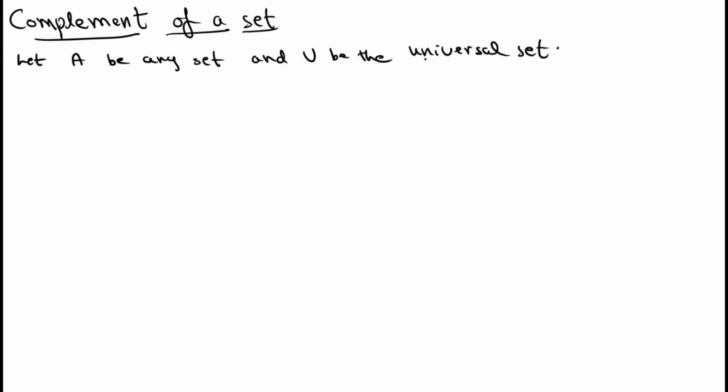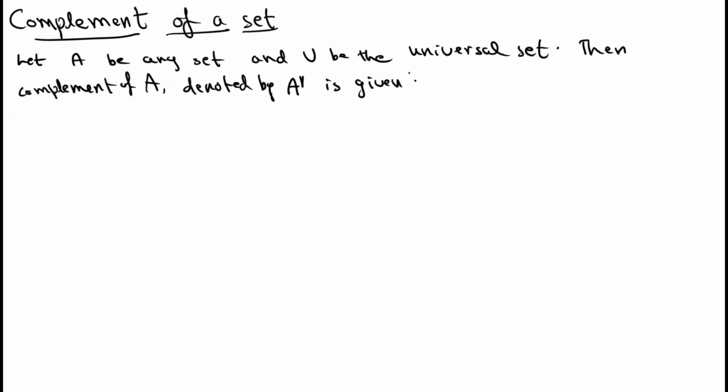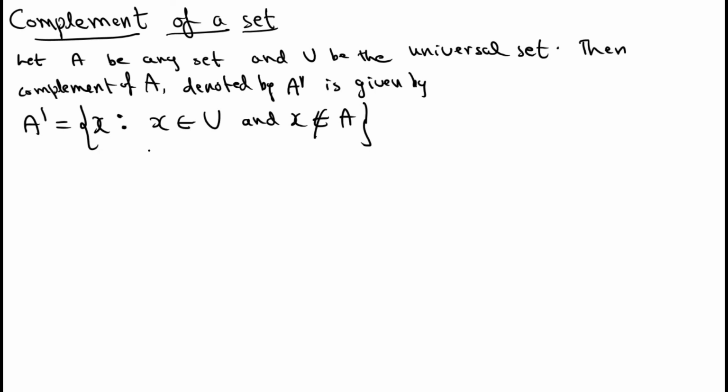Okay, you are taking one subset of the universal set. Then the complement of set A, denoted by A dash, is given by A dash is equal to the set of all x such that x belongs to U and x does not belong to A. That is, all the elements belong to U and those elements are not in A.